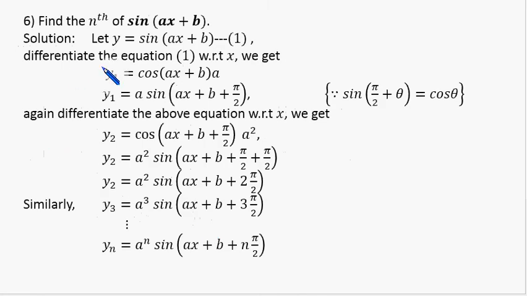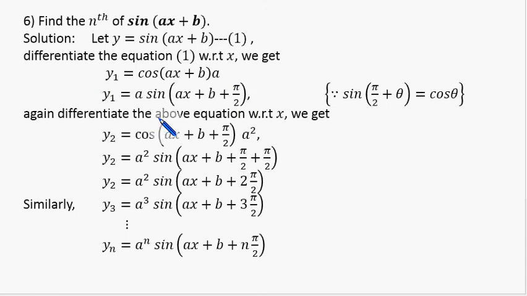Next, find the nth order derivative of sine of ax plus b. Let y is equal to the given function, sine of ax plus b. Differentiating equation 1 with respect to x, we get y1 is equal to a cos of ax plus b. We know that sine of pi by 2 plus theta is cos theta. Using this, cos of ax plus b can be written in terms of sine, that is a sine of ax plus b plus pi by 2. You can call this the first order derivative.